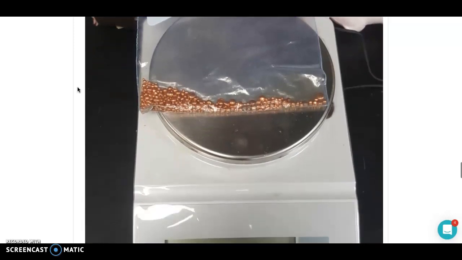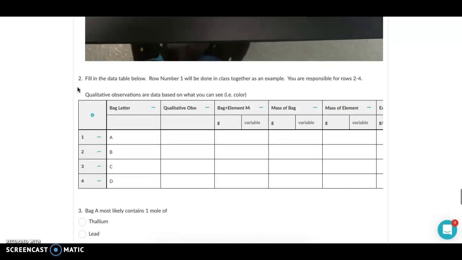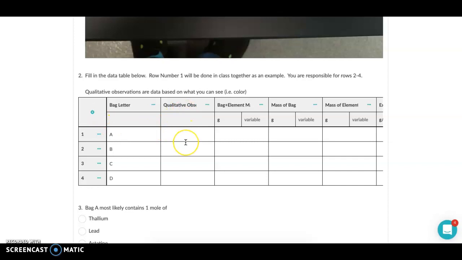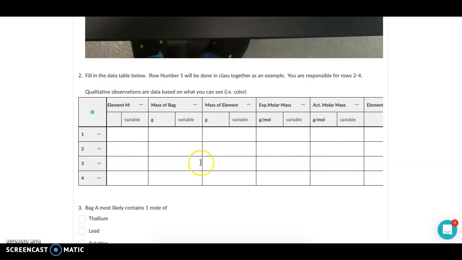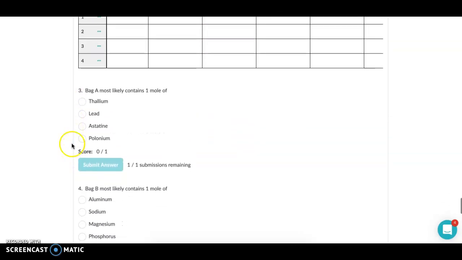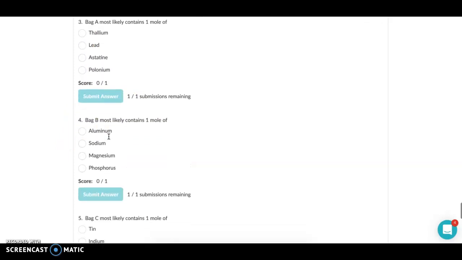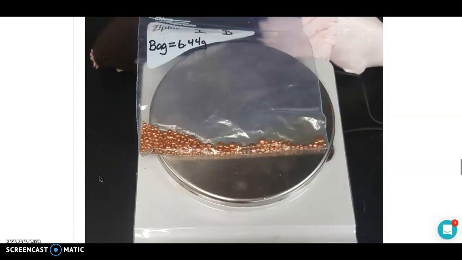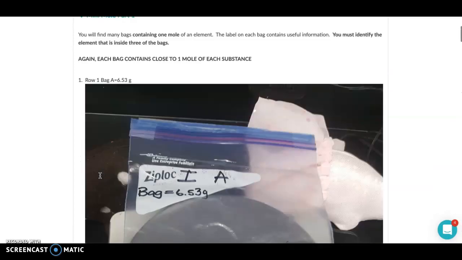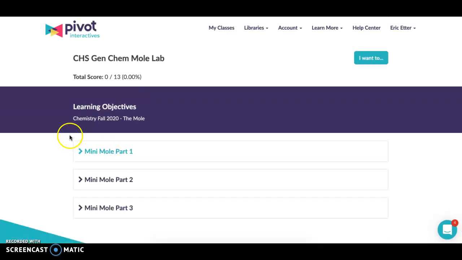So you can see there's 4 bags, 4 substances. You will need to use your qualitative observations. So what does it look like to you? And then you could fill in the data table to assist you. And then you have 4 questions that ask, like, bag A most likely contains 1 mole of which of these 4 substances, bag B, bag C, and bag D. That section seems pretty straightforward. I'm going to scroll back up to the top and collapse part 1.